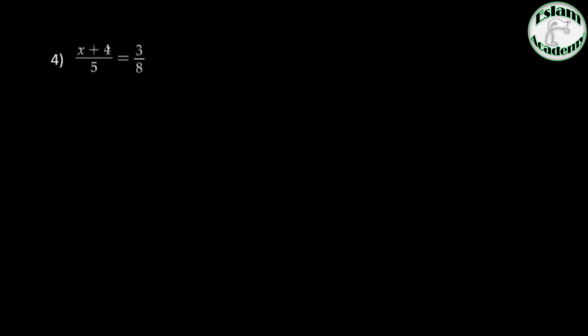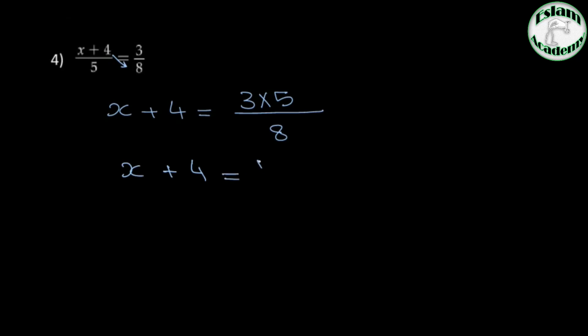Number 4. x plus 4 over 5 equals 3 over 8. We'll solve it the same way. Write x plus 4 equals a fraction. The number which is opposite to x plus 4 will be written down, and we have 3 times 5. We can't simplify 3 times 5 over 8, so we'll leave it. That's x plus 4 equals 15 over 8.